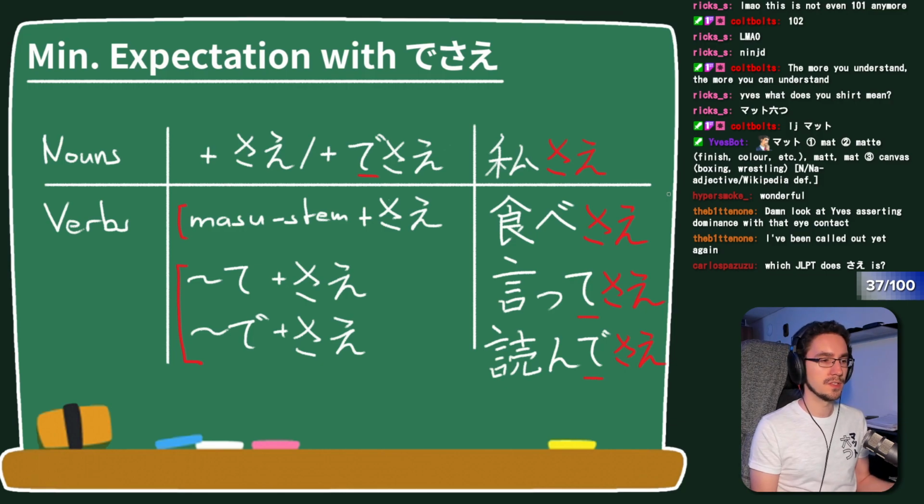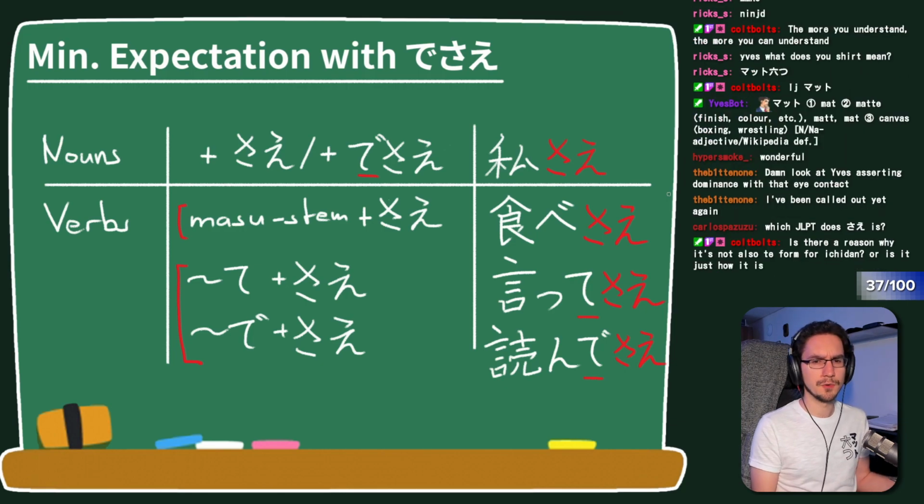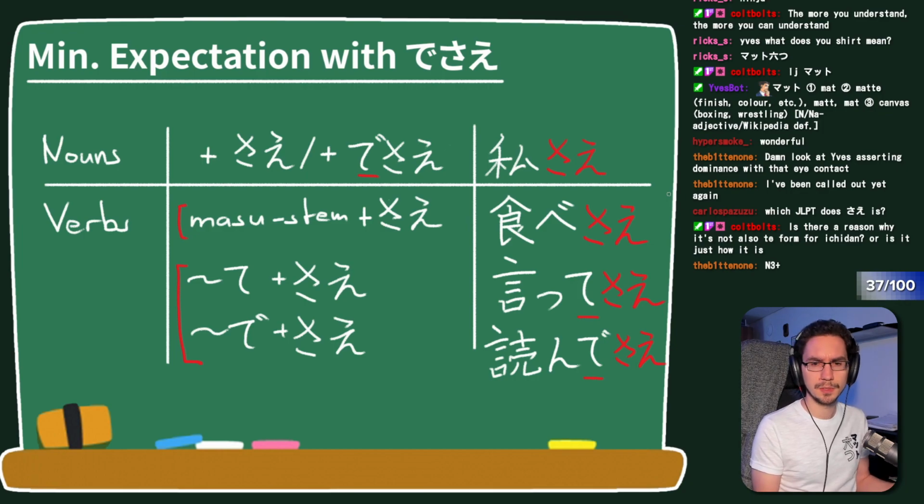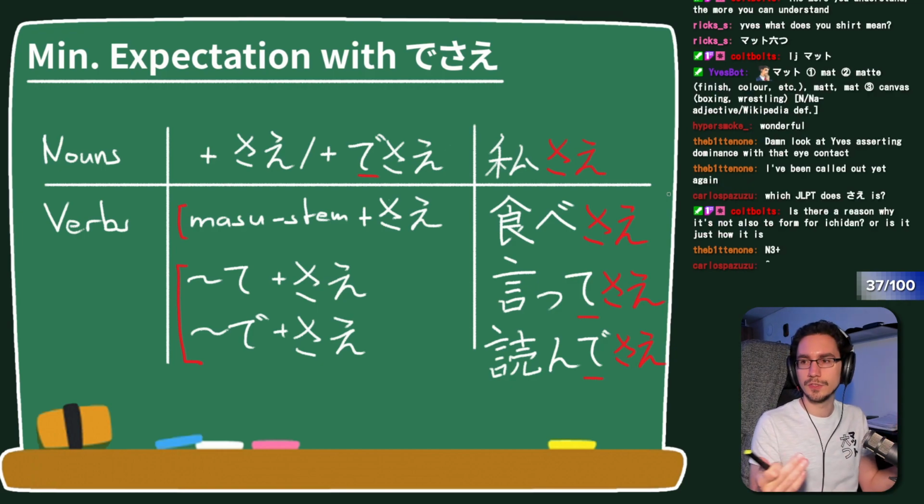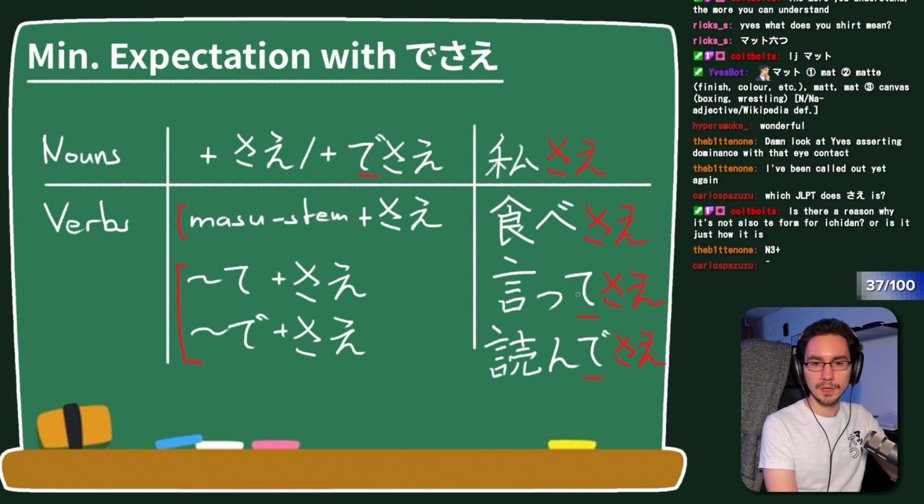So whether it's JLPT N3 or 1 or 2, I don't know. Everything above JLPT N3 becomes kind of blurred for me. It's all just stuff, I guess, but yeah, it's going to be very useful to you either way. Why it's not the te form for Ichidan, it's just how it is.